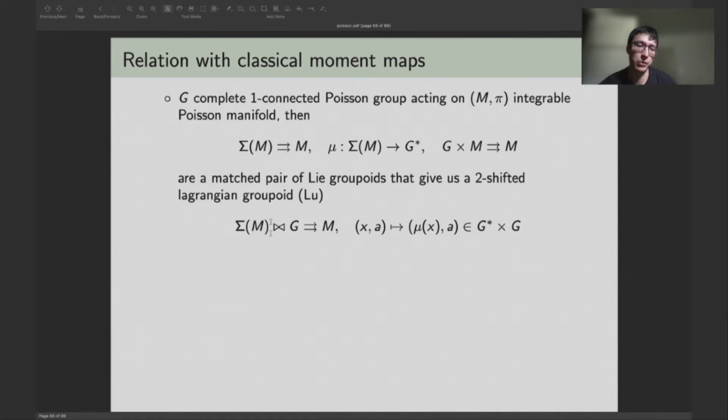And in that situation, we can cook up a new Lie groupoid, which as a manifold is just a product of sigma M with G over M. And in this case, the moment map is given by this formula, which is just including the moment map of the lifted action to the symplectic groupoid and this projection. Okay.